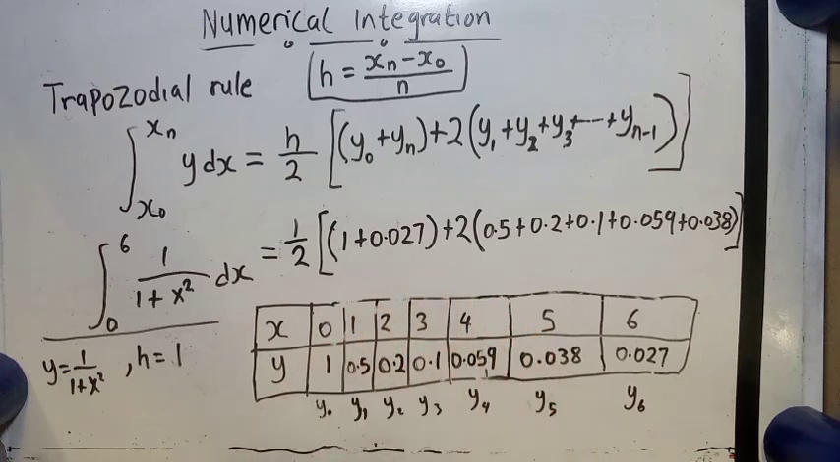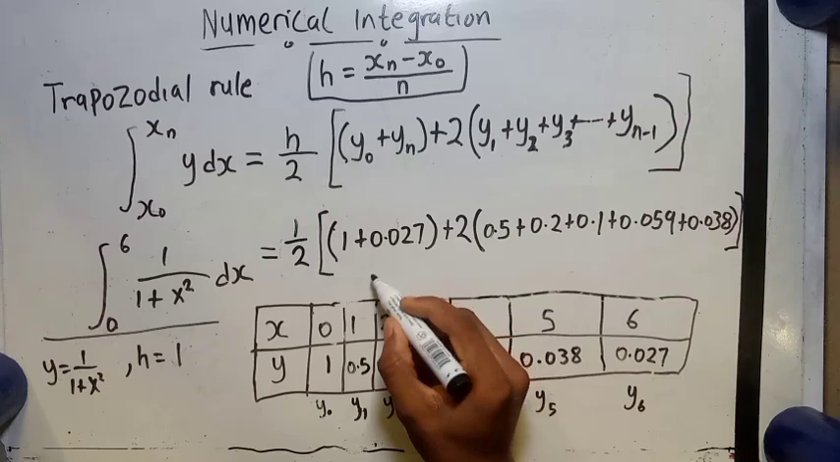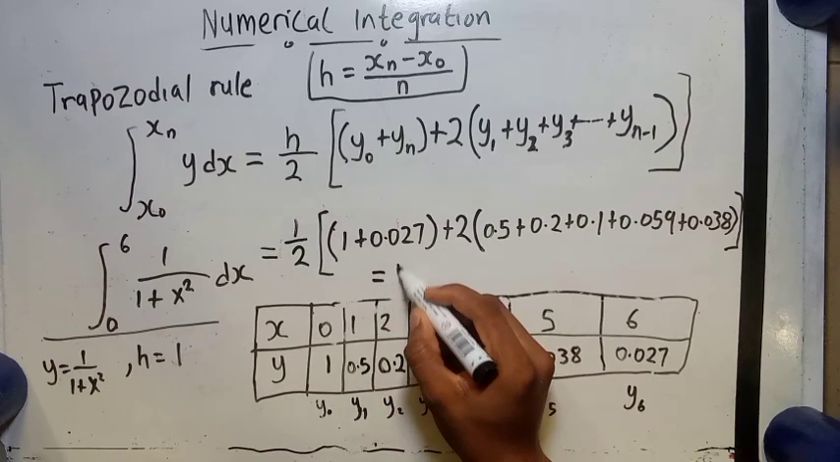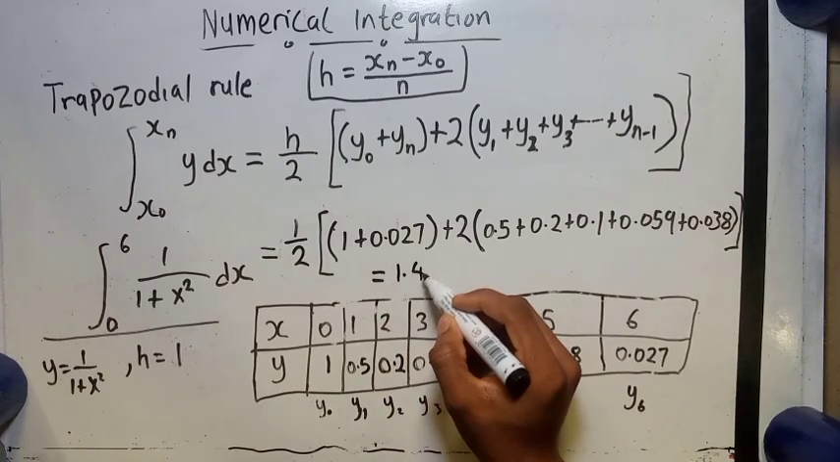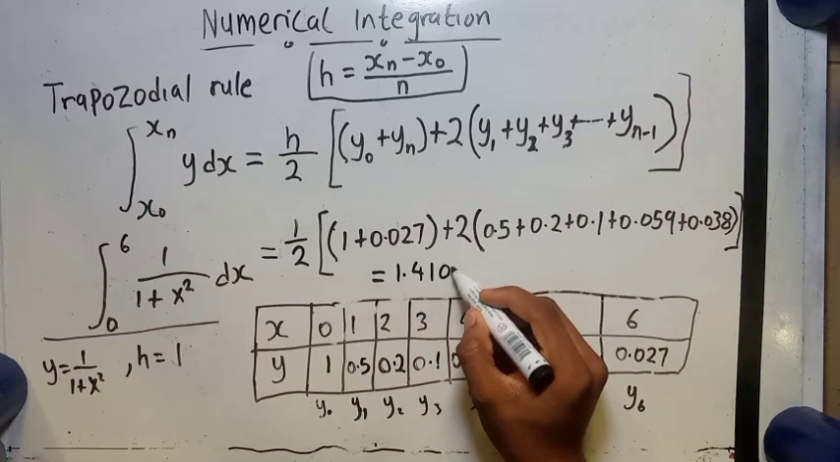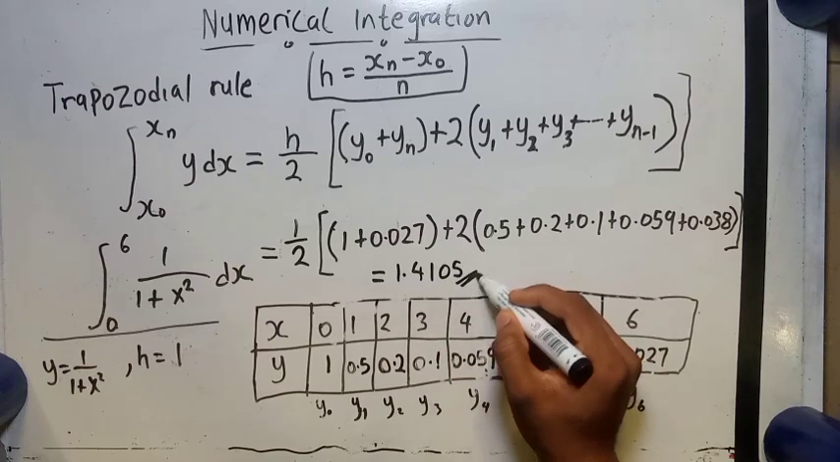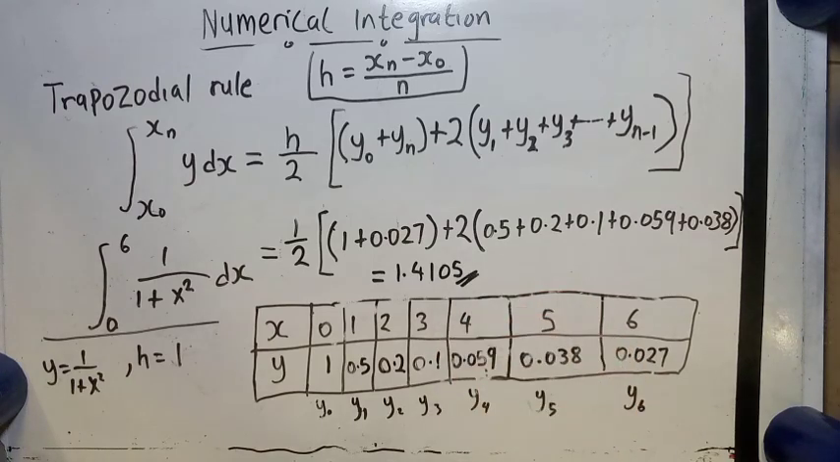So, calculator. Tell me what you got. So my calculator told me that my answer is 1.4105. This is what I got using the trapezoidal rule.